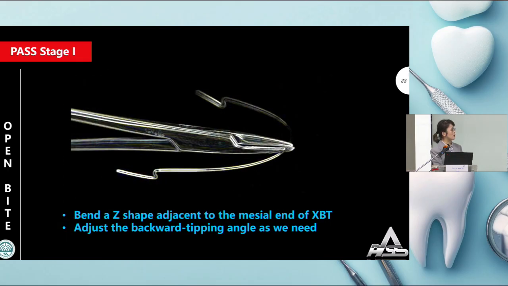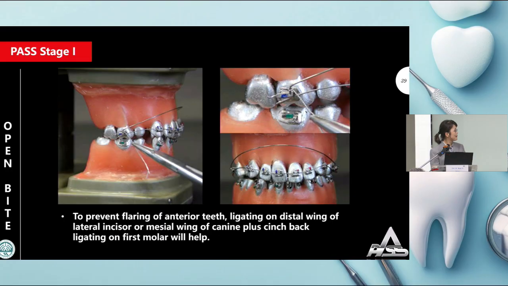The angle, I often made it about 30 degrees the first time. When we use 18 stainless round arch wire, we can adjust the backward tipping angle as we need, and as the patient needs. We can watch if it goes well in the patient's mouth.